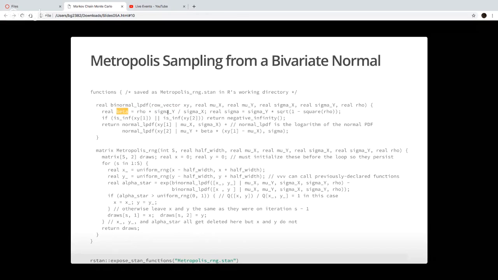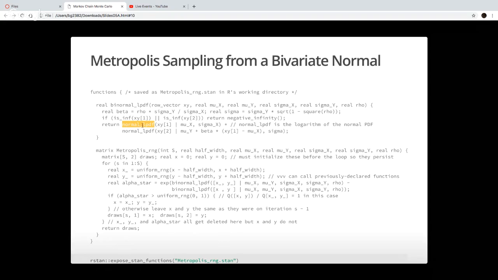I calculate my constants, beta and sigma, and then I just evaluate the bivariate normal log PDF using a marginal normal PDF for x and a conditional normal PDF for y given x.